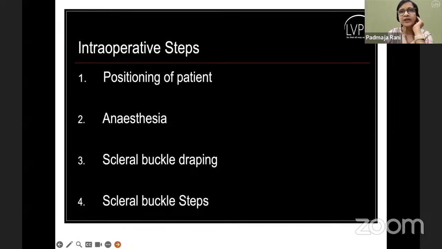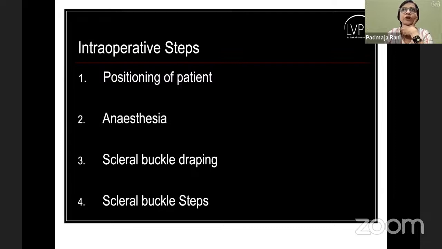Intraoperatively, it's very important that, for example, positioning of the patient, like if you are having an inferior break, slightly keeping the chin elevated will help you to localize the break much more easily, and also place the scleral sutures easily. Anesthesia: initially, until you master that, maybe a general anesthesia is a little preferable, because buckling surgery might take an hour or 1.5 hours.